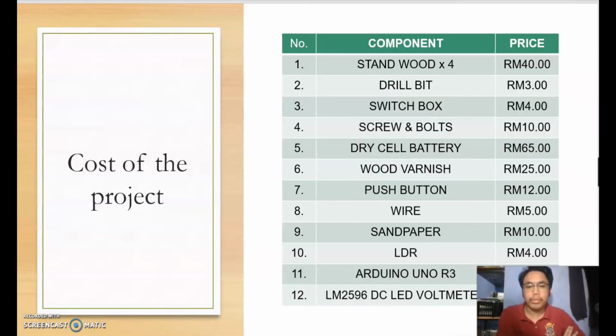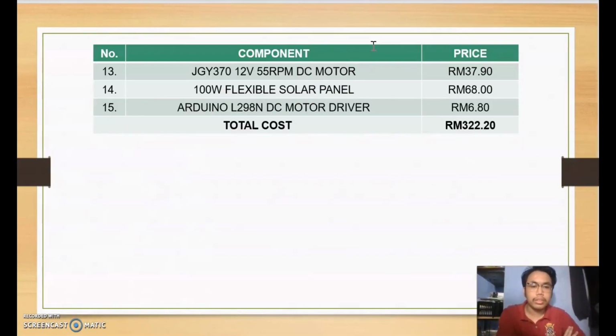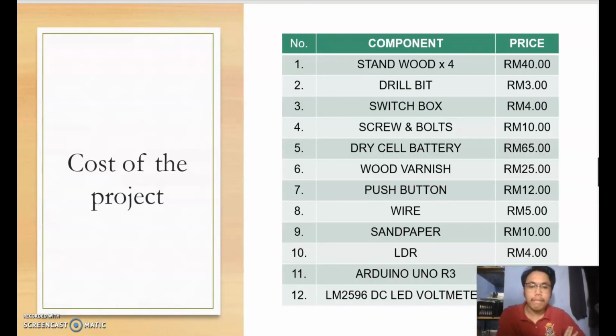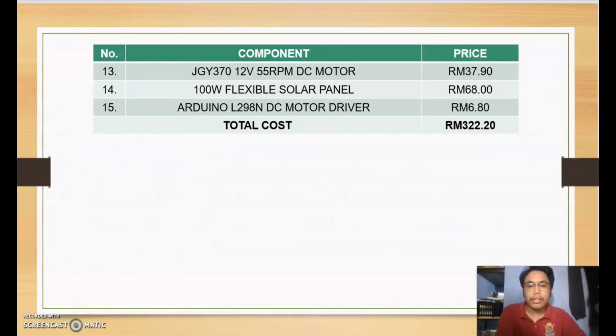Next is the cost of the project. The components we buy are 10 watt, drill bit, switch box, screw and bolt, dry cell battery, workbench, push button, wire, sandpaper, LDR, Arduino Uno R3, LM259C DC LED voltmeter, DC motor, flexible solar panel, and Arduino DC motor driver. The total cost of the components is 320 ringgit.